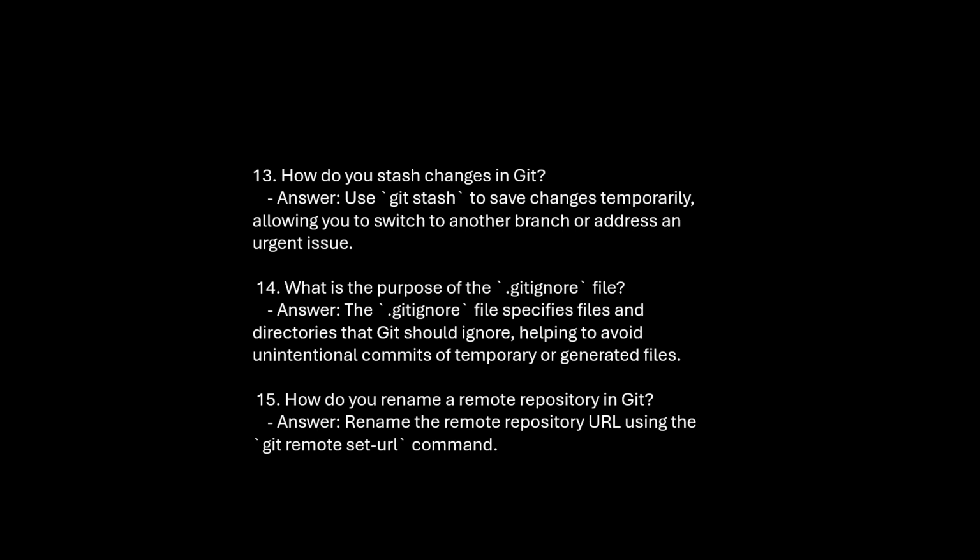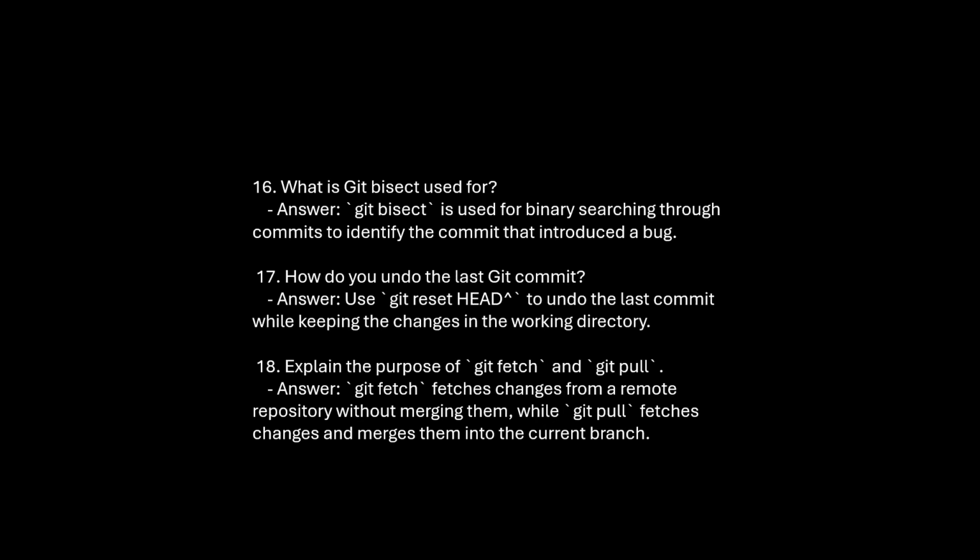How do you rename a remote repository in Git? Rename the remote repository URL using the git remote set-url command. What is git bisect used for? Git bisect is used for binary searching through commits to identify the commit that introduced a bug. How do you undo the last git commit? Use git reset HEAD to undo the last commit while keeping the changes in the working directory.